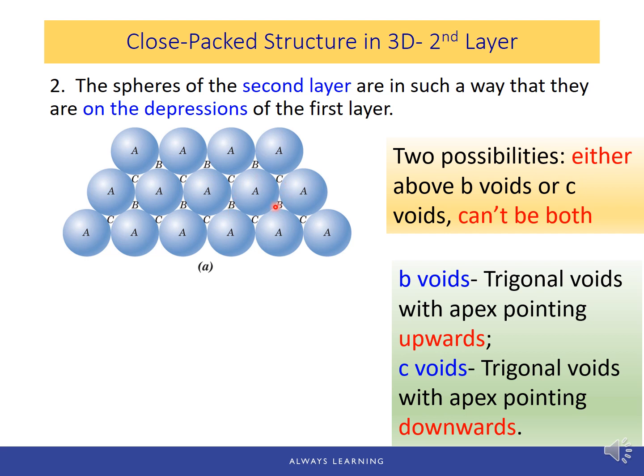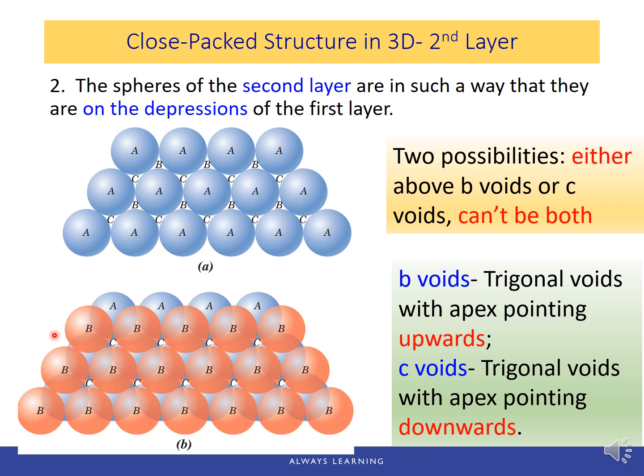So now the second layer has to be either on top of B or on top of C only. We cannot use both because the sizes of the spheres are the same. If we put on top of B, then there's no way to put on top of C for the second layer. So now these two layers, A, B stack, are the close packed layers, because that's the most efficient way to stack a second layer on top of the first.